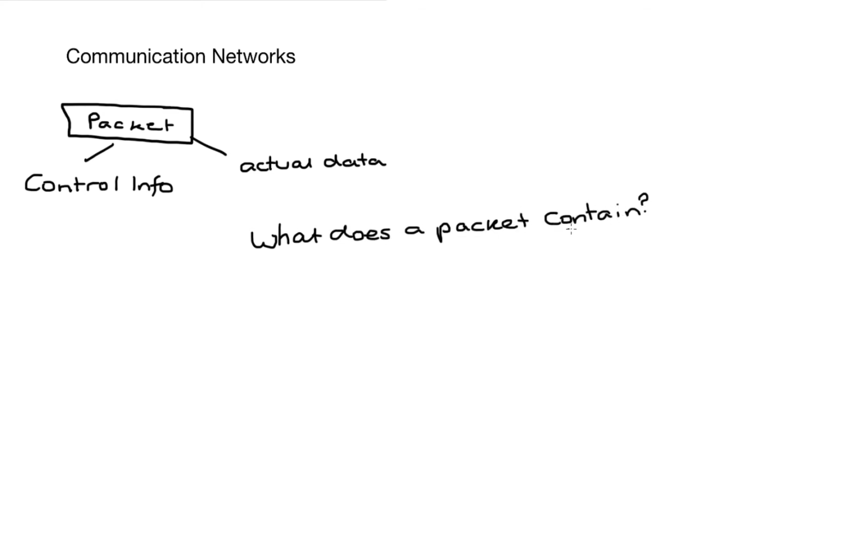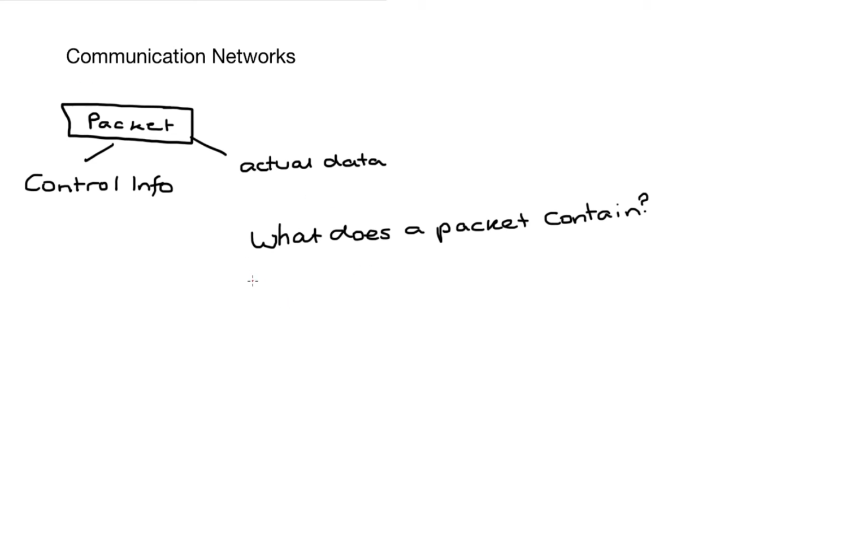So there's two different types of data contained within a packet, and we call these the control information and the actual data itself. The control information provides the data needed for the network to deliver the actual data, or the payload.